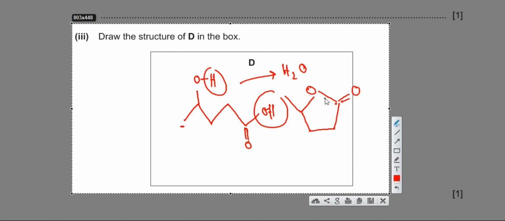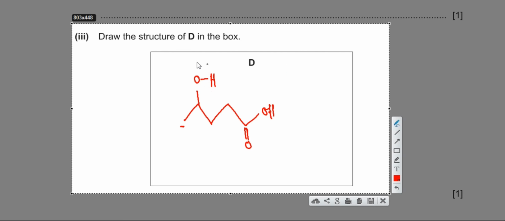But that part is condensed, so we will have the structure of E, like this. But you are supposed to write only this part. You are supposed to write only this part. But as it is saying structure, try to convert this into the displayed formula.